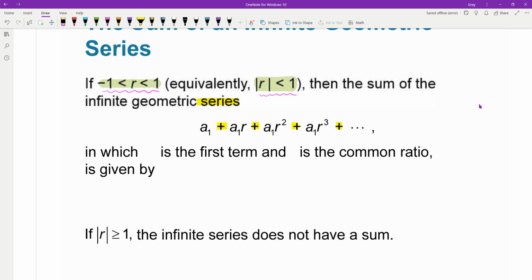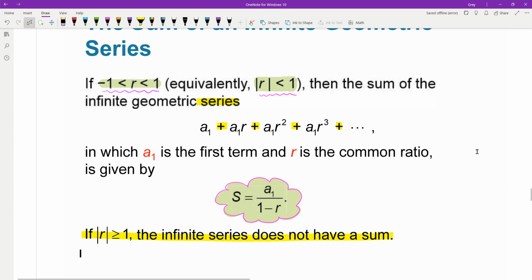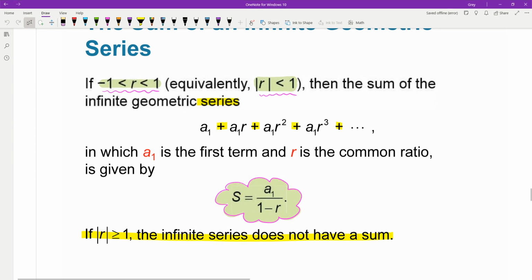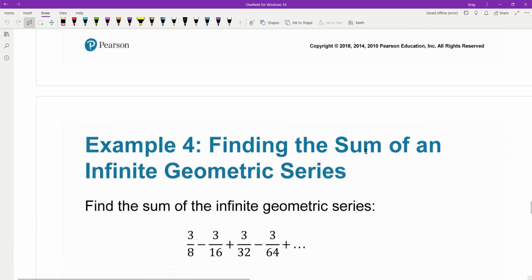A sub 1 is the first term, R is my common ratio, and it's a simpler formula. It's just S equals A over 1 minus R. But you do need to remember, if R is greater than 1, then you can't add them up. You can't add up numbers that are getting bigger and bigger and bigger. These numbers in this series were getting smaller and smaller. So when they get smaller and smaller, it's possible to add them up and find out what they're getting closer and closer to.